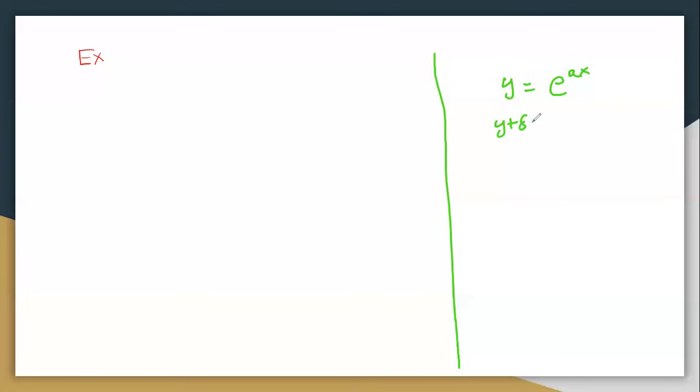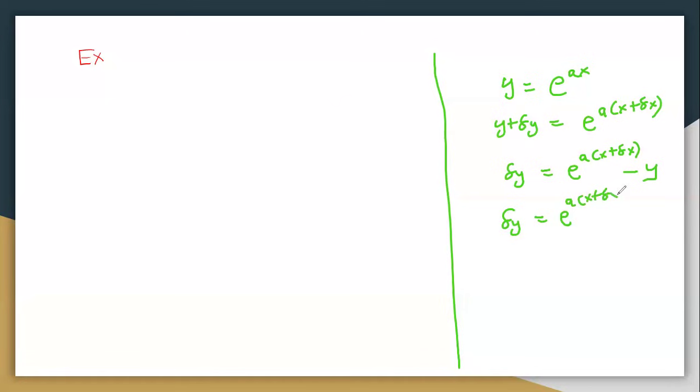You say y plus change in y is equal to e to the a into x plus change in x. Then change in y equals e to the a into x plus change in x, minus e of ax. Now here you can factorize out: e of ax times e of a change in x minus 1. Something like that.